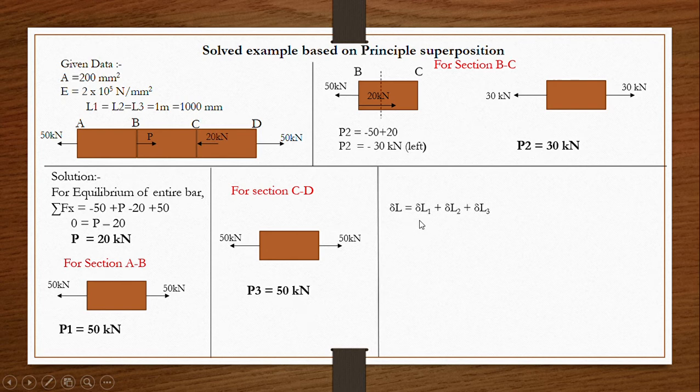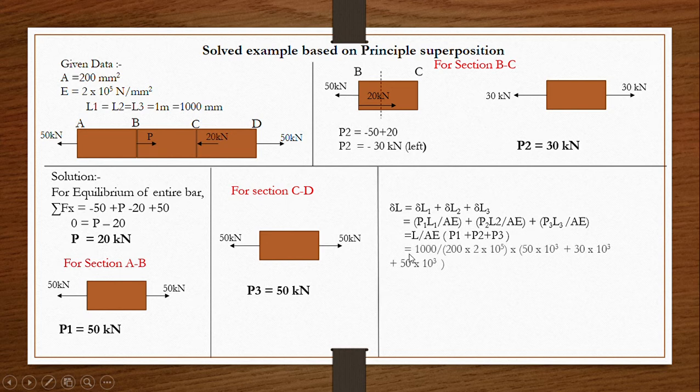Deflection in the body is nothing but the deflection in the first part, second part and third part. As we know, the formula for the deflection will be P into L divided by A into E. Here length, cross section area and E are common, so we take the common. Remaining P1, P2 and P3 we take in the bracket, substitute the values, and after the calculation we get the answer plus 3.25 mm, which is positive. It means the length of the bar will be increased.